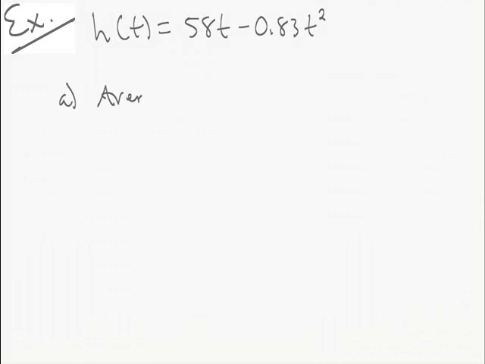Let's take a look at a problem similar to number 6 in your book. Let's suppose that an arrow is shot into the air from the surface of the moon with a velocity of 58 meters per second. And so the height, h of t, is going to be given by 58t minus, we'll say, 0.83t squared. This is a function that tells us the height of an arrow if it's shot straight up on the moon with a velocity of 58 meters per second. Now, what we want to do is find the average velocity over the given time intervals. So we want to find the average velocity over the time interval from t equals 1 second to 2 seconds.